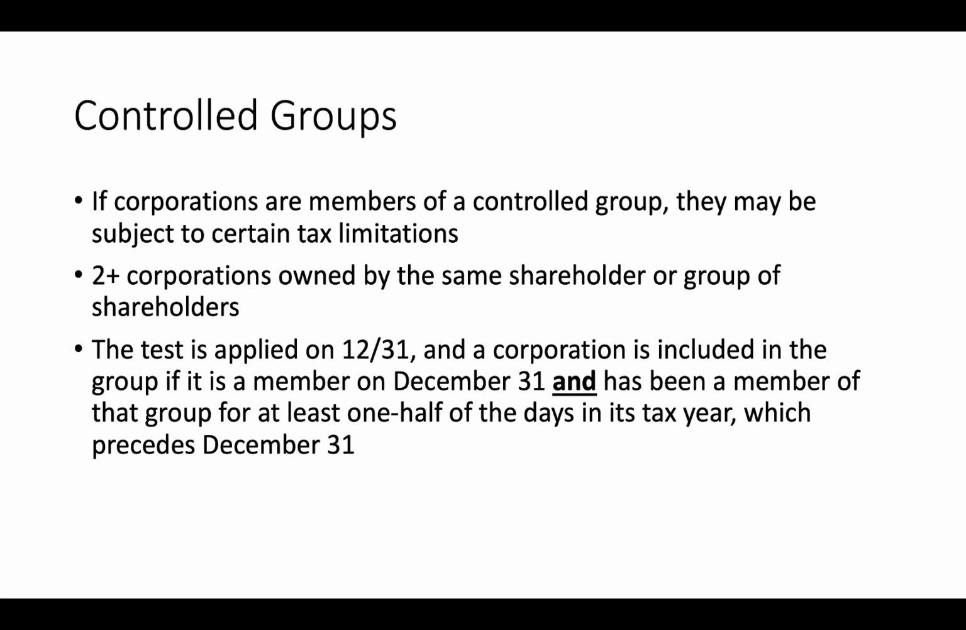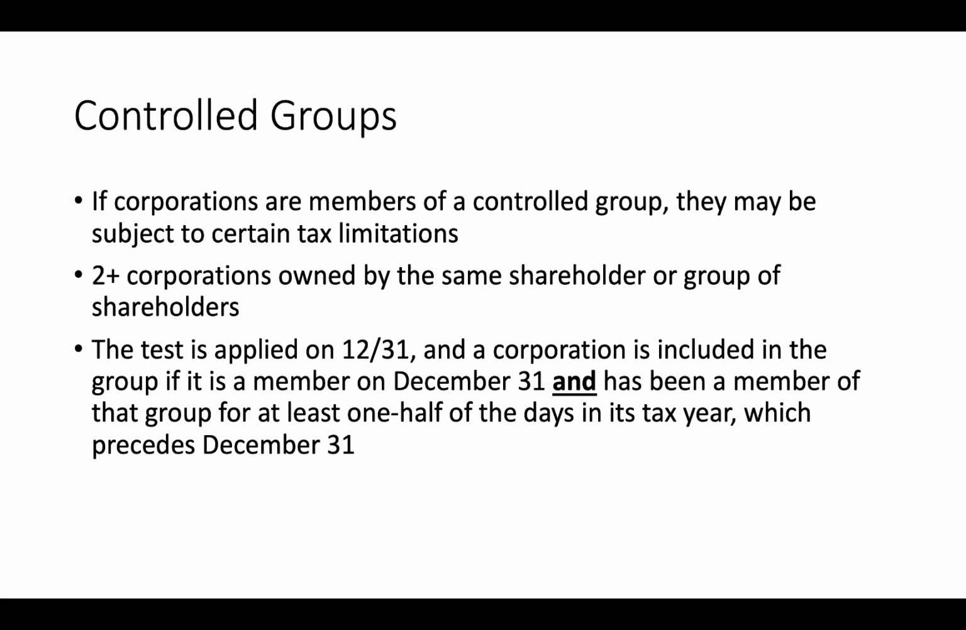Now we're going to talk about controlled groups. But before we get into how you determine a controlled group, we're going to talk about why it's important. If corporations are members of a controlled group, they might be subject to certain tax limitations. This comes into play, say, when you're talking about depreciation and Section 179 depreciation.